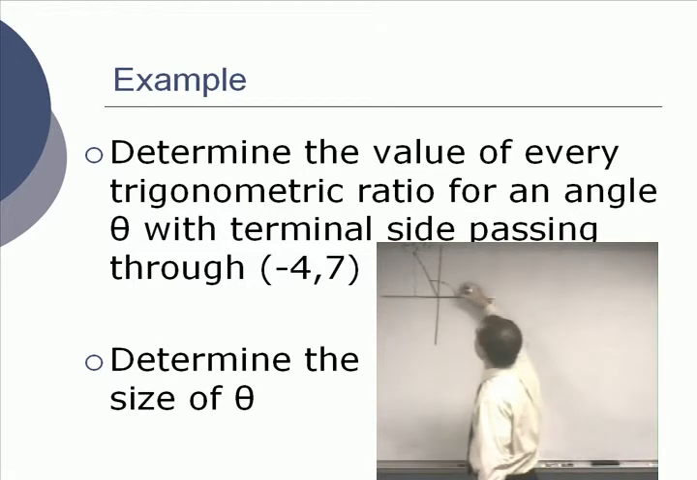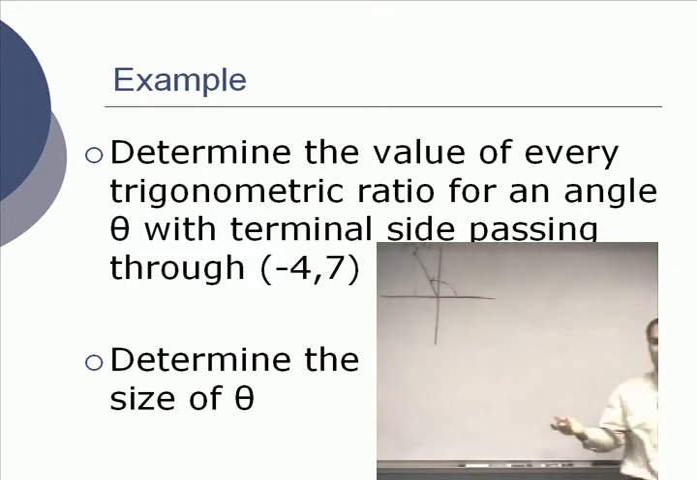Anybody care to give me an estimate of what theta must be? Roughly. Just by judging the picture. Maybe somewhere around 115, 120, 125, somewhere in there. A little bit more than 90. That's good enough for now. Okay, well, let's figure out what the trigonometric ratios are.